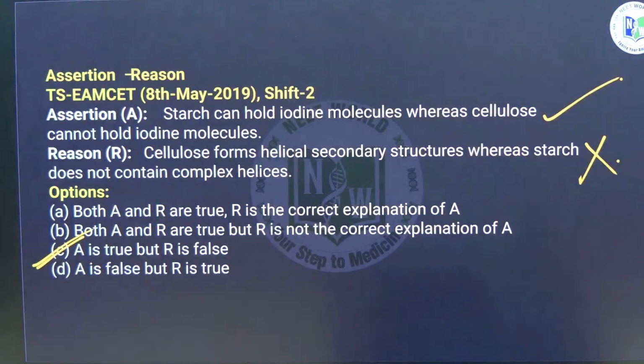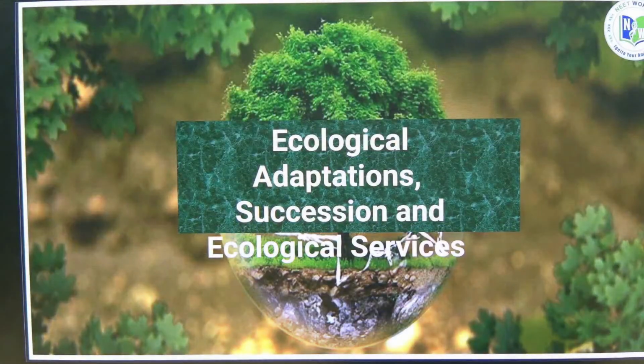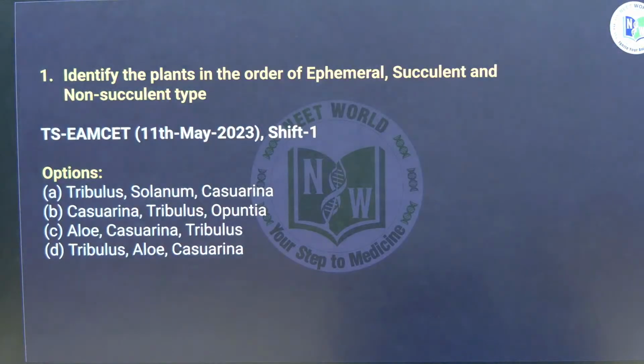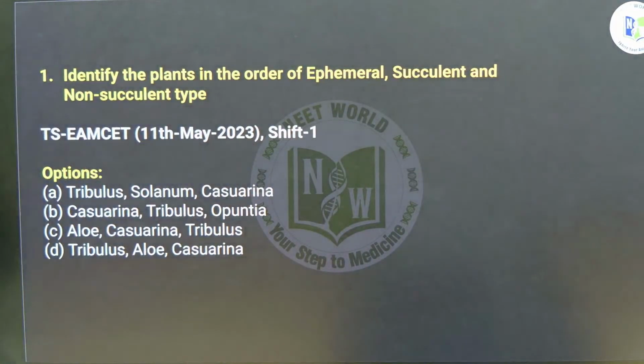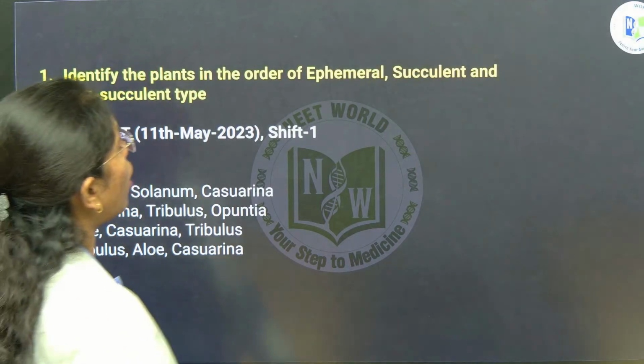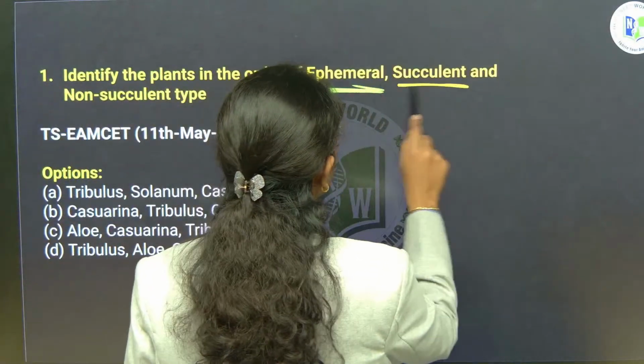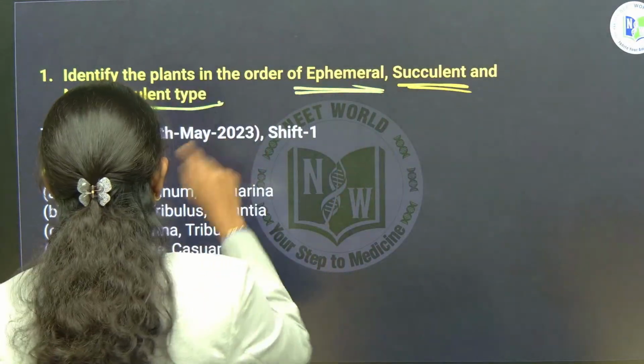With this, biomolecules chapter is done. Now we will go to the practice session of ecological adaptations. Look at the first question. The question is from xerophytes. Identify the plants in the order of ephemeral, succulents and non-succulents.